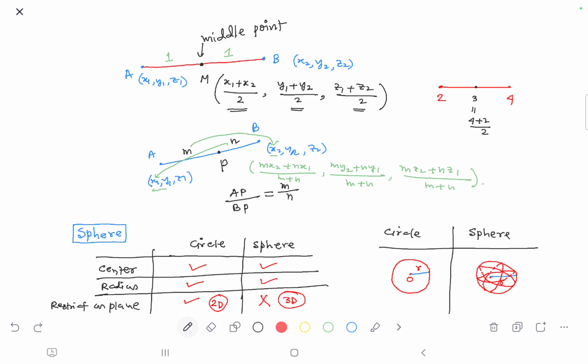The sphere is basically a surface such that if you take any point on any position on the surface, then you can see that the distance of the point is the same from the center, right? That is the idea of the sphere.